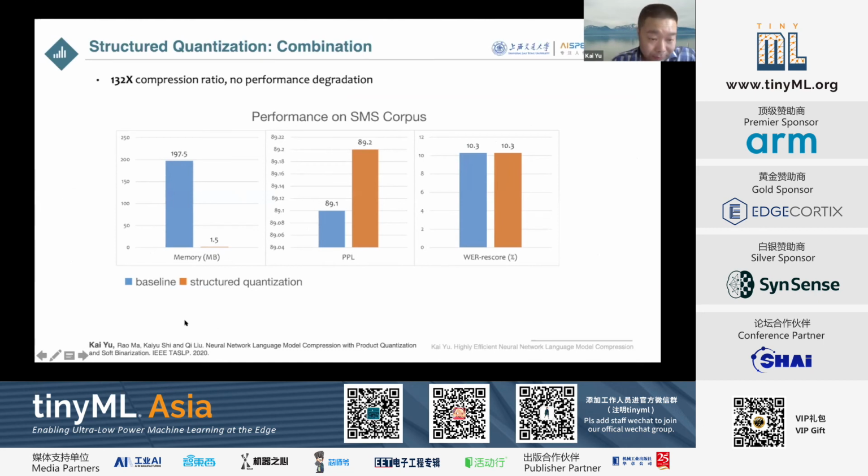So let's see the final result. When combining the two, in memory size reduction, it reduced down from 200 megabytes to just 1.5 megabytes. So we get over 100 compression ratio. And for the language model prediction error, from 89.1 to 89.2, almost no change. For the speech recognition error, from 10.3 to 10.3, no change at all.